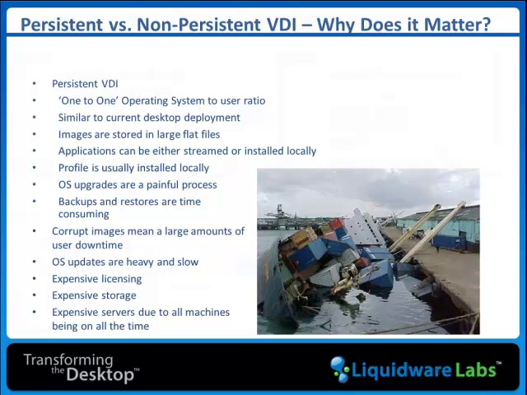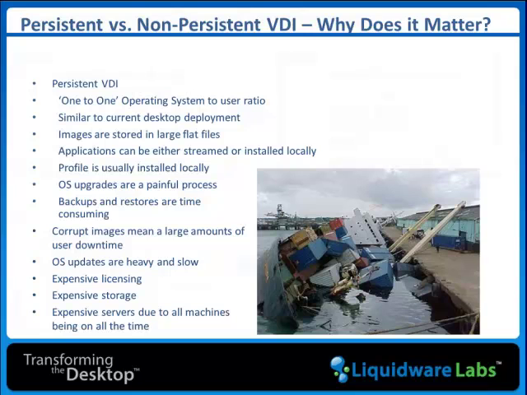Now, first, persistent VDI, which is what most people have today, represents a one-to-one operating system to user ratio. For every one user, you have one live virtualized operating system. And that's very similar to current desktop deployment. Our images are stored in large flat files. Our applications can be either streamed or installed locally. But normally we found them installed locally because a lot of companies haven't adopted streaming very well just yet. The profile is usually installed locally as a result.